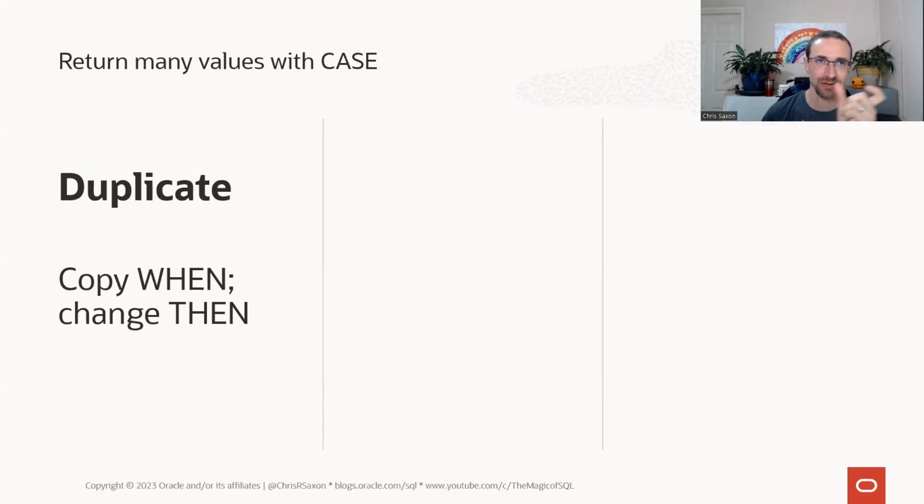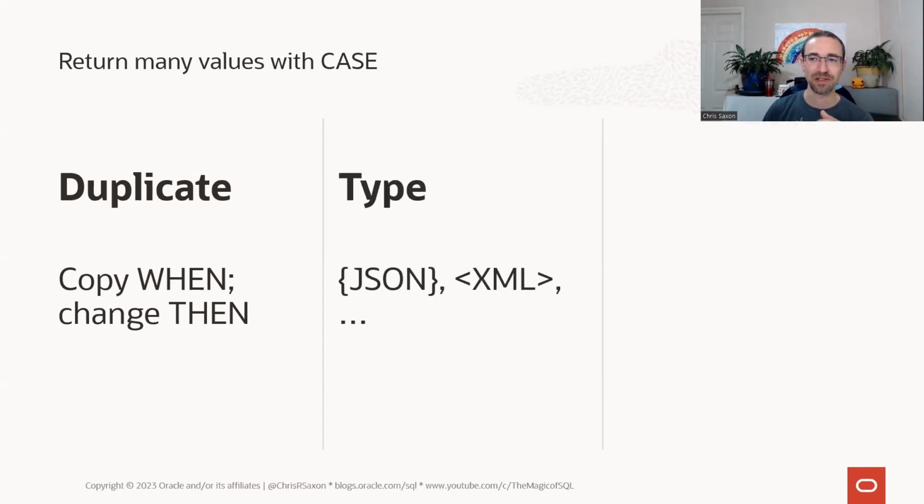Well, rather than trying to return them as two separate values, we can actually return a complex type. We could turn it into JSON or XML or an object type or something like that. So it's one value still, but it contains both the information. And this can work quite well because we're still just returning one expression and it contains everything we need.